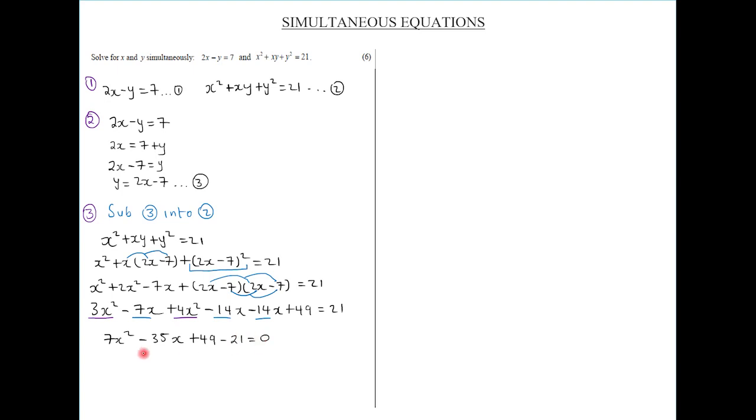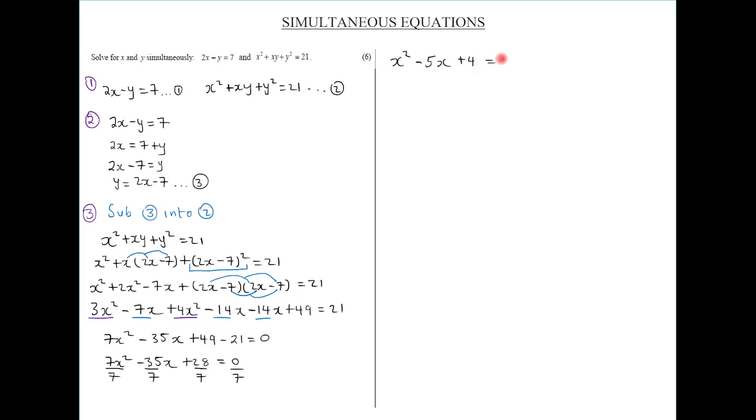So I get 7x squared minus 35x. And then here I have 49 minus 21, so that's 28, equals 0. Then here I divide by the 7, because I can see 7 can go into 7 and 35 and 28. So when I do that, I get x squared. Then 7 into 35 goes in 5 times, so that's minus 5x. And into 28 it goes in 4 times, so that's plus 4 equals 0.